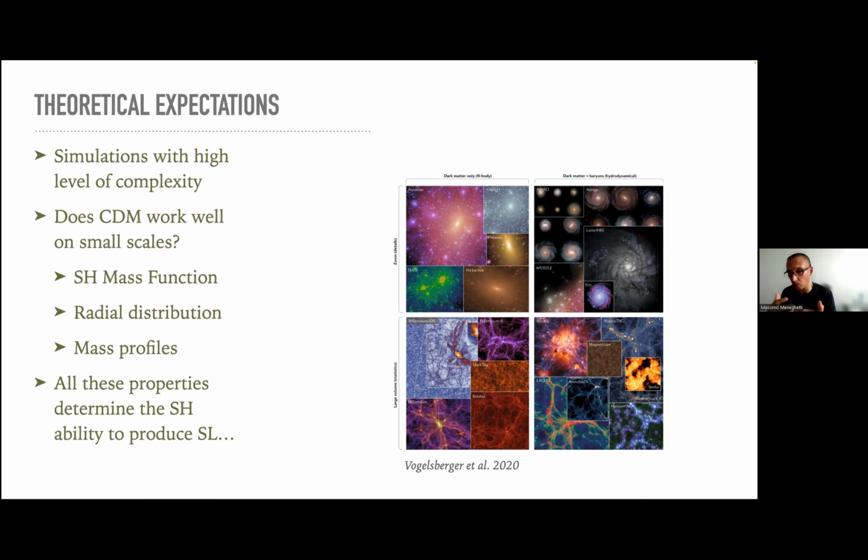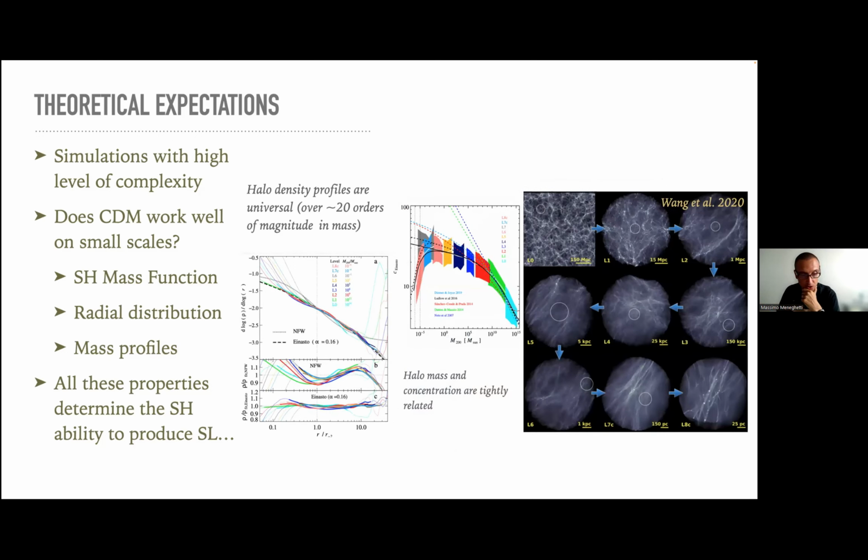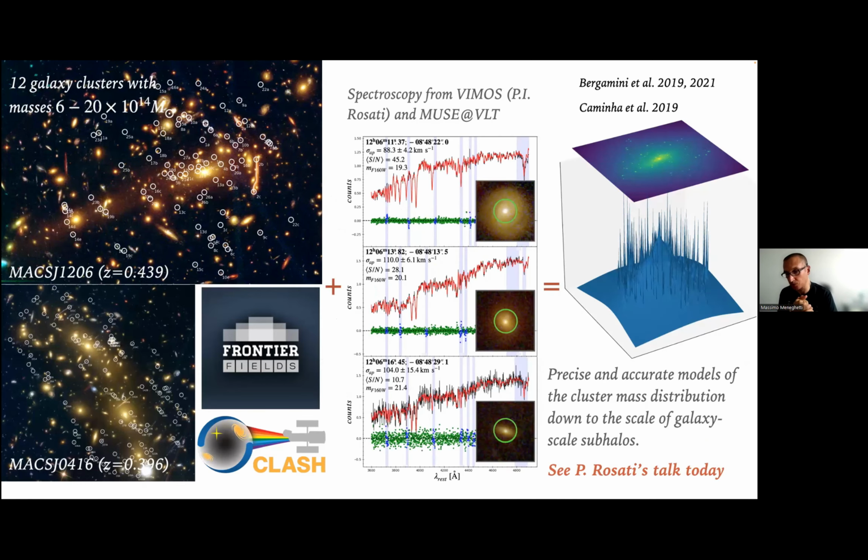And there are several features that we can compare, like, for example, the mass function of the subhalos, the radial distribution function of the subhalos, their mass profiles. What we want to do here is to basically summarize all these properties that affect the strong lensing ability of the subhalos into one particular metric that we will use essentially to characterize the small-scale structure of galaxy clusters, which is their ability to produce galaxy-galaxy strong lensing events.